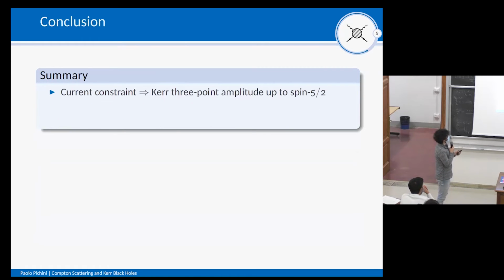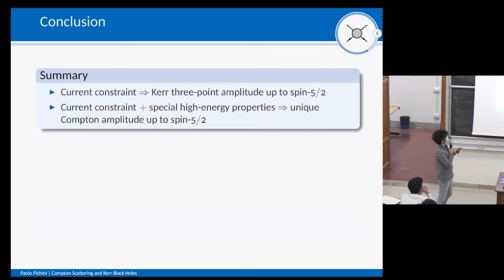Just to summarize what I've been talking about, we have this special class of higher spin amplitudes that match Kerr black hole observables, and we are beginning to understand where they might come from. In particular, they come from these special high energy properties within higher spin quantum field theory. There's also hope that we are able to push to NLO, because this current constraint goes beyond 3 points, and so we're able to fix the 4-point amplitudes as well.